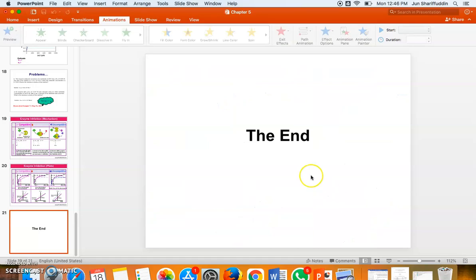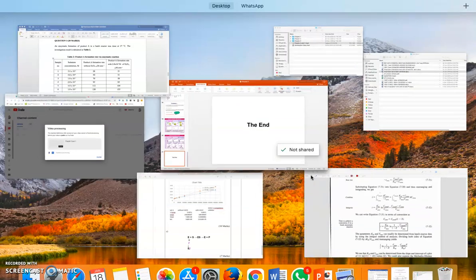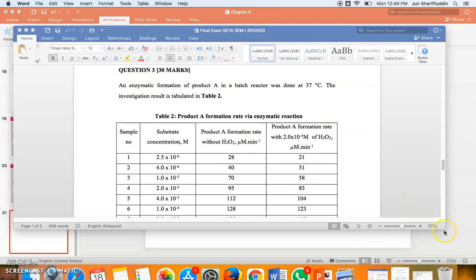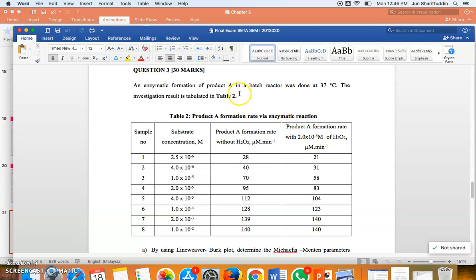I'm going to show you one example of a past exam question. Okay, for example, this part. Let's have a look at this example. This is semester 1, 2020, right? If you look here, an enzymatic formation of product A in a batch reactor at 37 degrees C. So it will produce this kind of data.